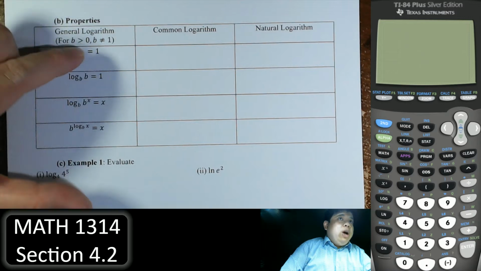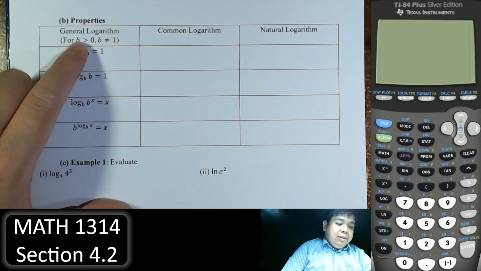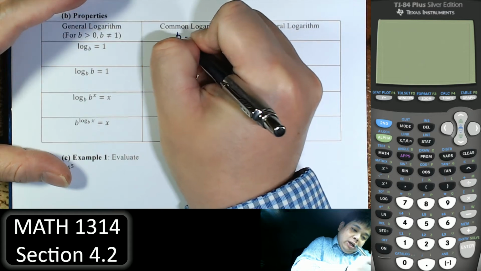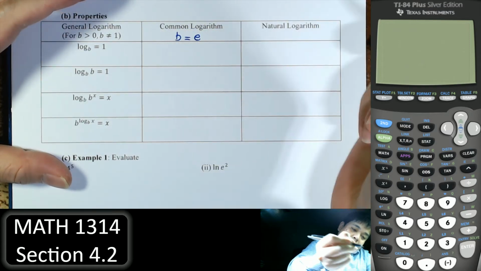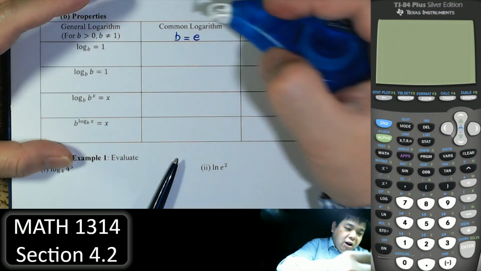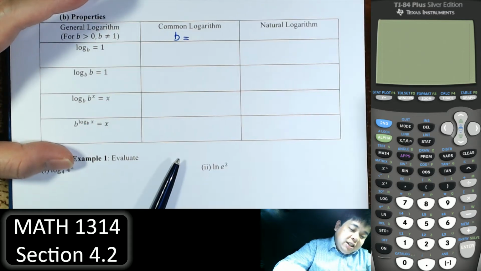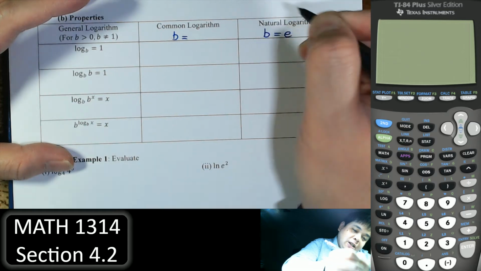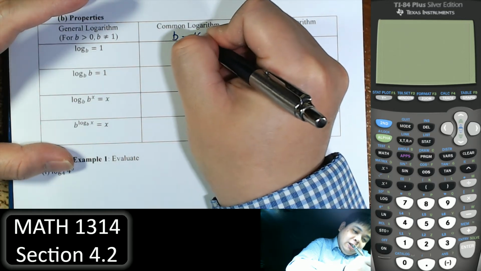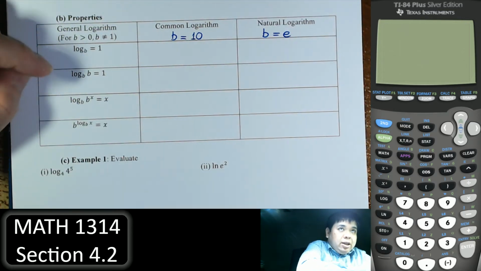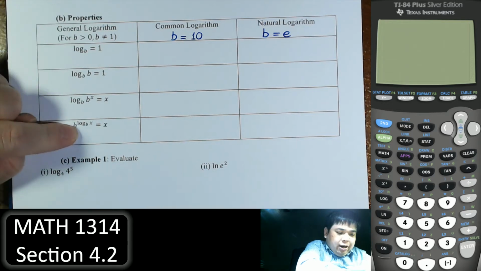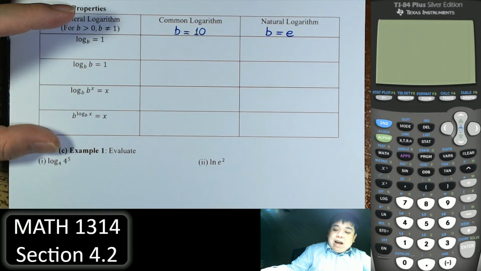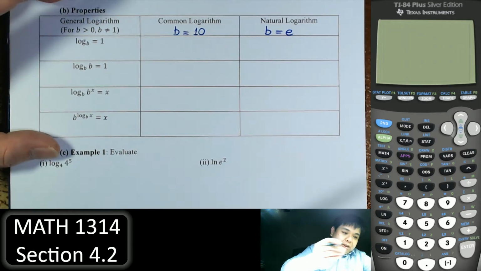Alright, so we have the general log of base b. The common log, the base is equal to 10. And the natural log, the base is equal to e. Right. Now we have these properties. Well, how do we know these properties? Well, it's easy if we just swap to exponential form. Right?